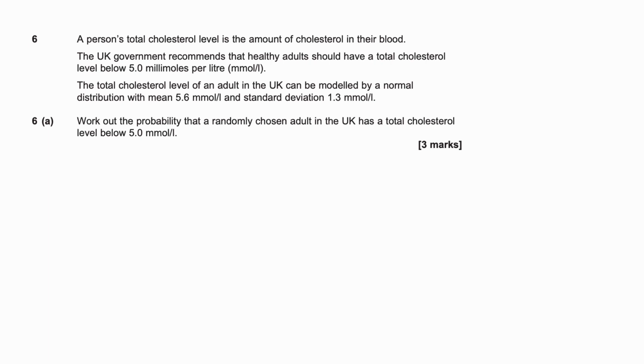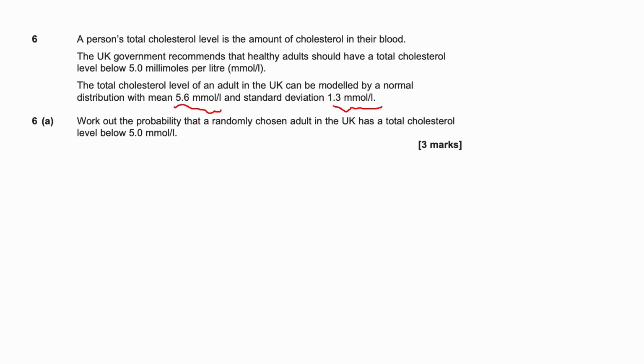If you need to, maybe pause just to read the question. But the key information we're going to take from here to start with is that we've got a mean of 5.6 and a standard deviation of 1.3. The government recommends that adults should have a total cholesterol level below 5 millimoles per litre. So we're going to try and work out the probability that a randomly chosen adult in the UK has a total cholesterol level below 5.